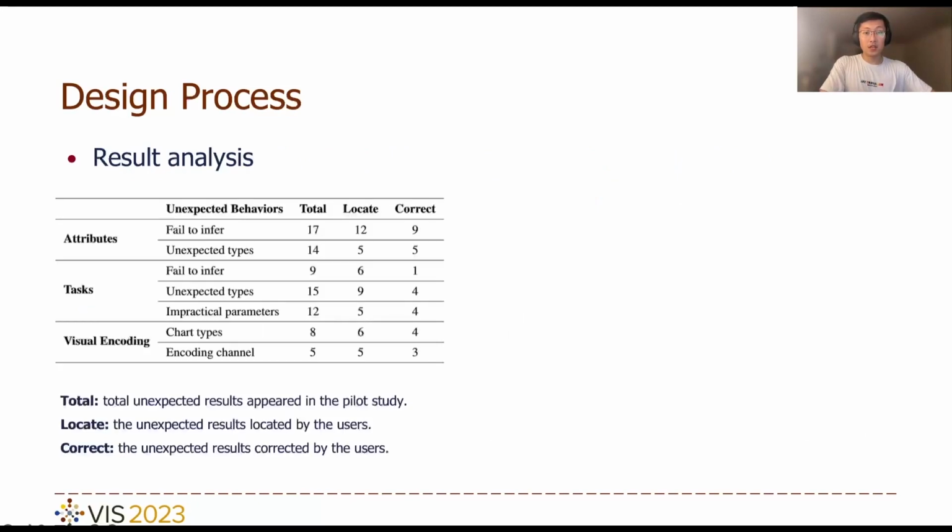The unexpected NLI results are summarized according to their major causes and characterized into 3 aspects, including attributes, tasks, and visual encodings. However, it is difficult to locate the problems of these unexpected results, especially for the attribute and task aspects. It is also difficult to correct these errors through query revision.